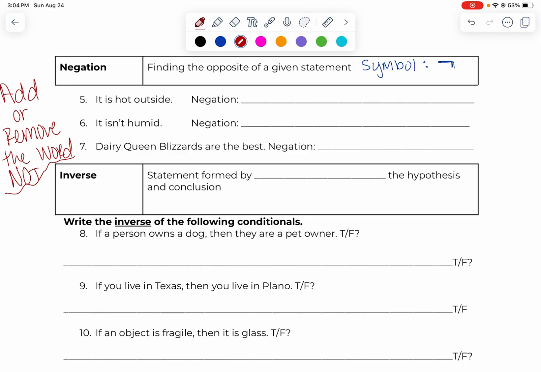So our statement number 5, it is hot outside. The negation, it is not hot outside. It isn't humid. Isn't means is not. So here we're removing the word not. So negation would be it is humid. Go ahead and try number 7. Add or remove the word not.